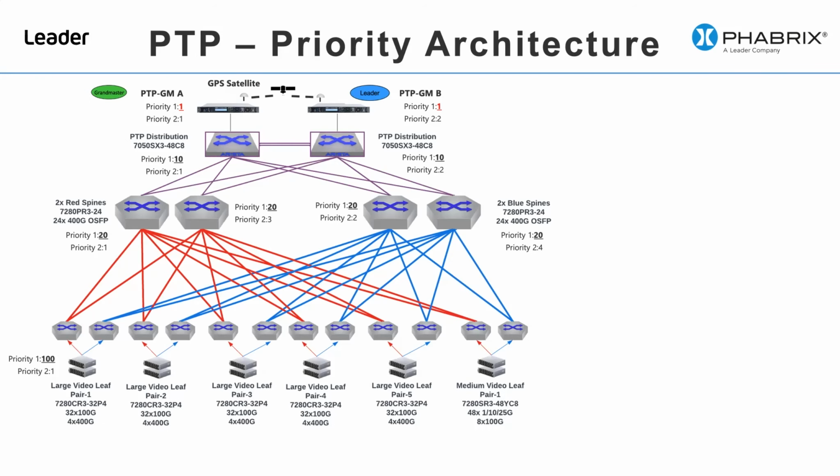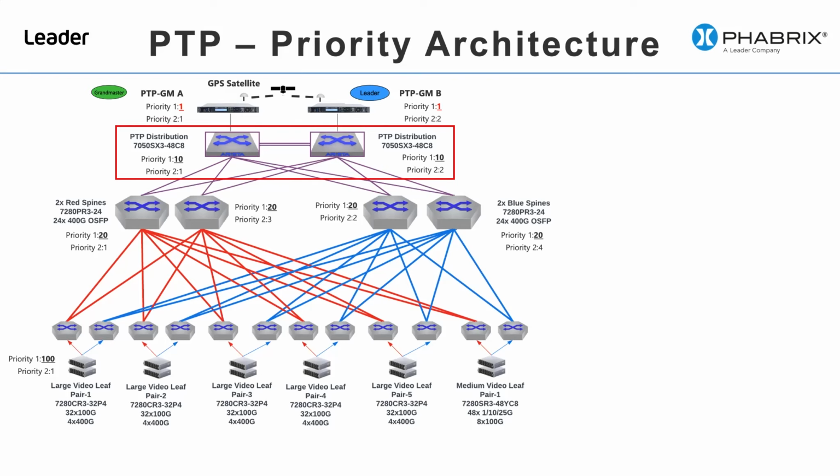PTP priority architecture when using the best master clock algorithm. Best master clock algorithm groups must have the same priority 1 values, so priority 2 values are used to select the grandmaster order. And in this example here, we have priority 1 set to 1 for the 2 SPGs with PTP that will be either the grandmaster or the leader.